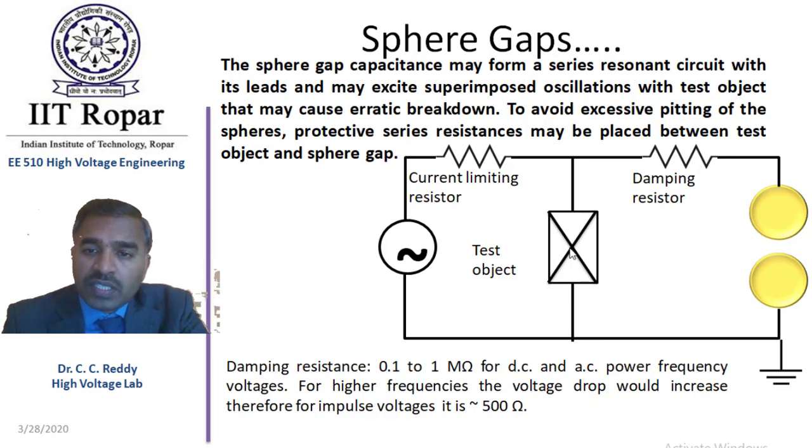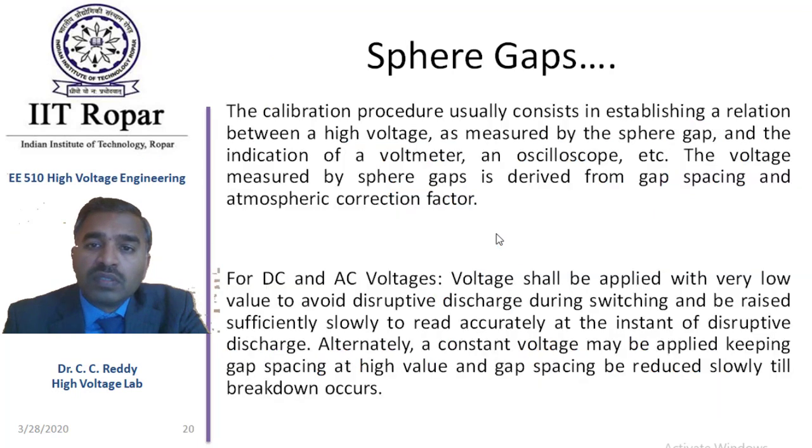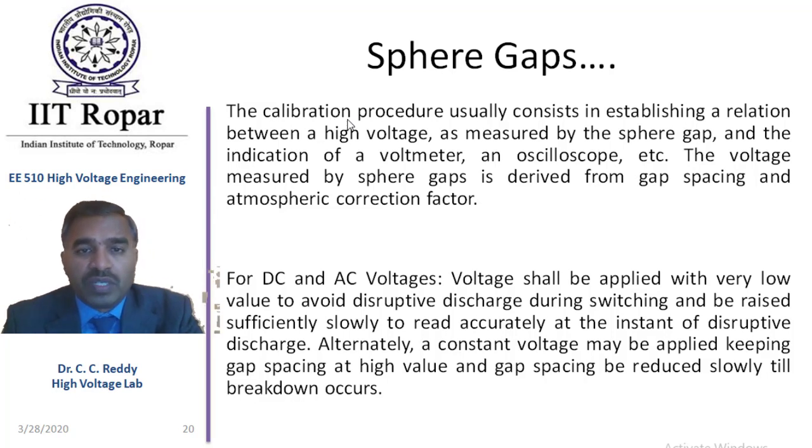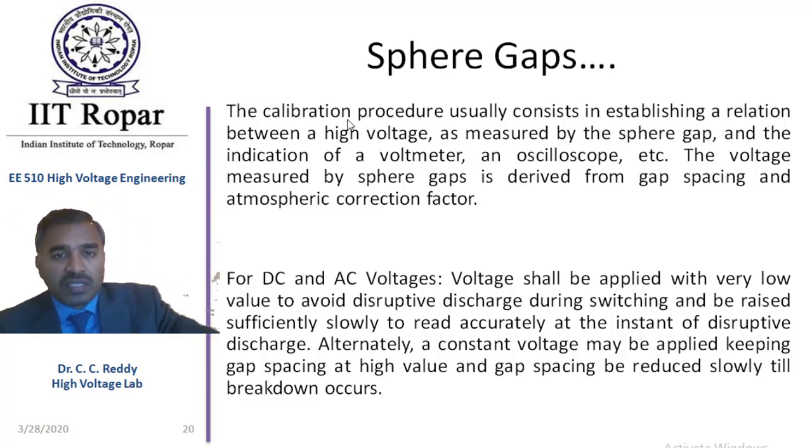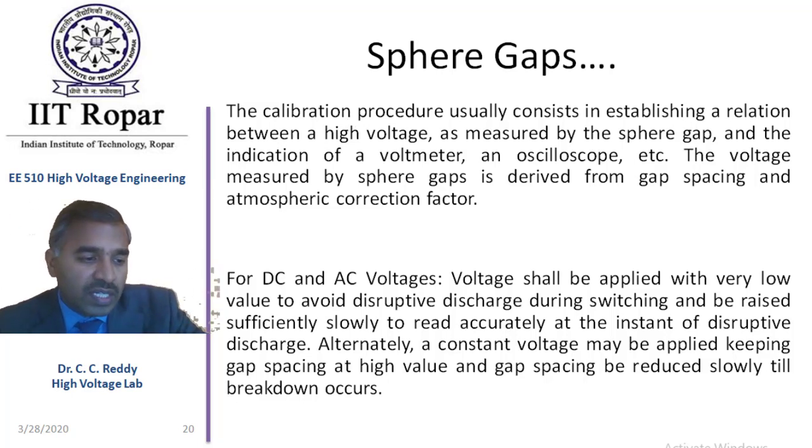So, this is the test object, this is the damping resistor, this is the sphere gap, and this is the current limiting resistor to protect the source. Now, sphere gaps. The gap breaks down at a particular voltage. That voltage is known given the conditions of the air, the conditions of the atmosphere.